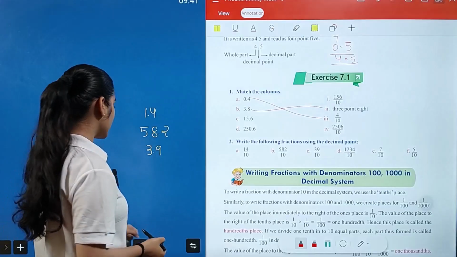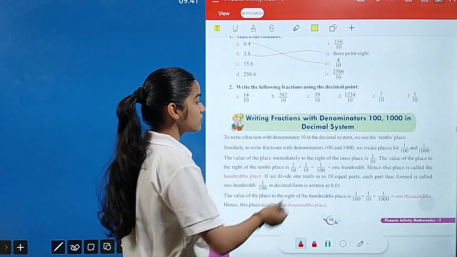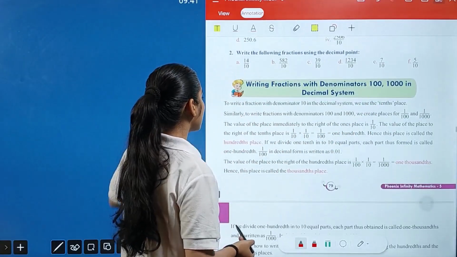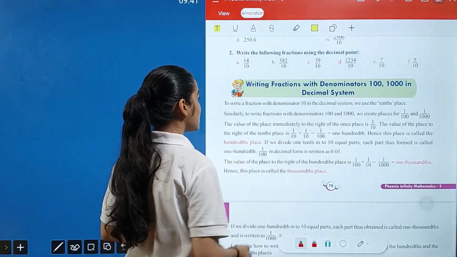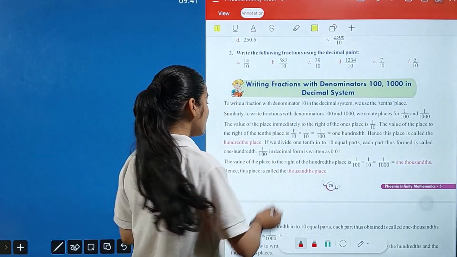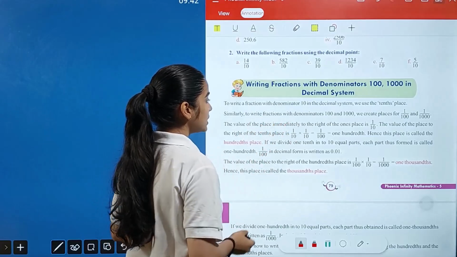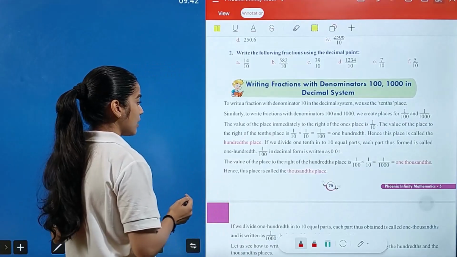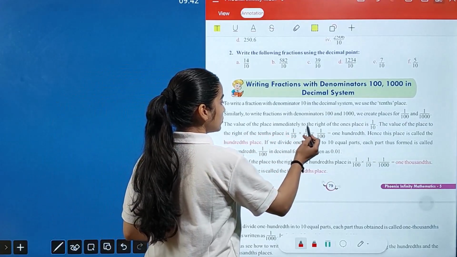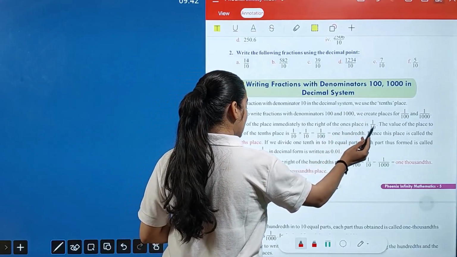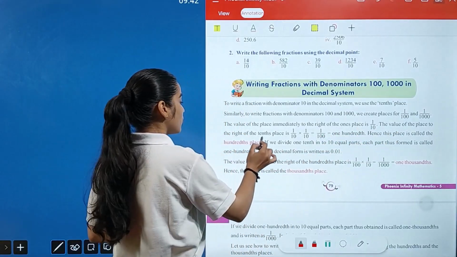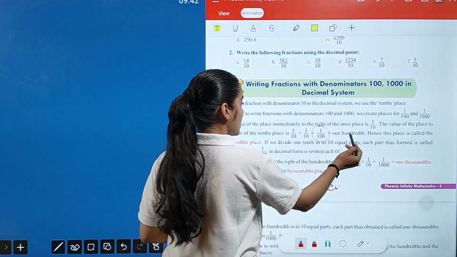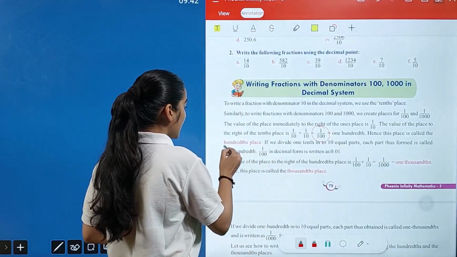Now we move forward to a new concept, which is writing fractions with denominators 100 and 1000 in the decimal system. So how can we write? To write a fraction with denominator 10 in the decimal system, we use the 10th place. Similarly, to write fractions with denominators 100 and 1000, we create two places for 1 upon 100 and 1 upon 1000. The value of the place immediately to the right of the ones place is 1 by 10. The value of the place to the right of the 10th place is 1 by 10 multiplied by 1 by 10, that is 1 upon 100. Hence this place is called the 100th place.